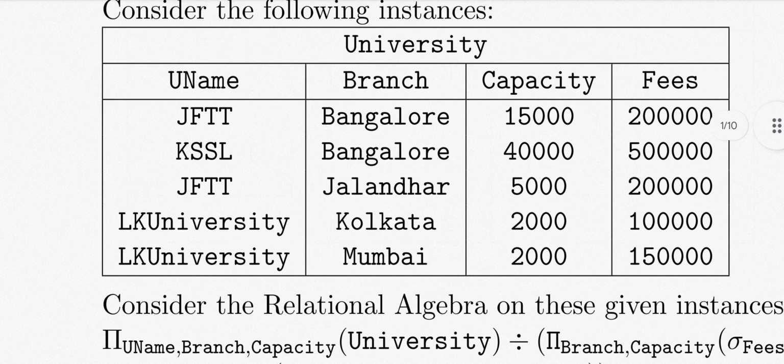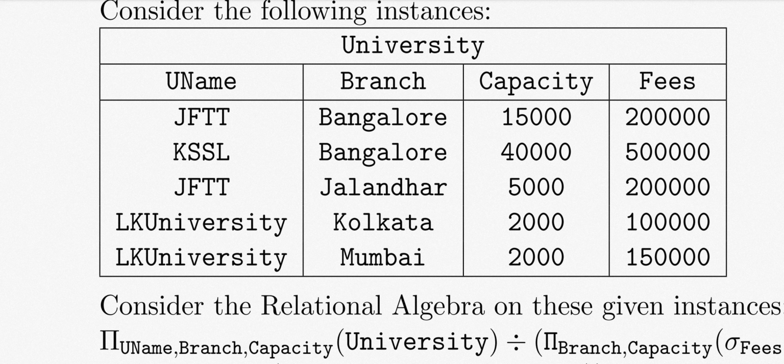It is like, if on the right side we have two values, Bangalore 15,000 and Jalandhar 5,000, and both of them have the same value on the left side, that is in the U name, then that value will be projected. Meaning this branch and capacity is a subset of U name, branch and capacity, right? So the Bangalore 15,000 and Jalandhar 5,000 should have the same value in U name. If it is so, then project that value.